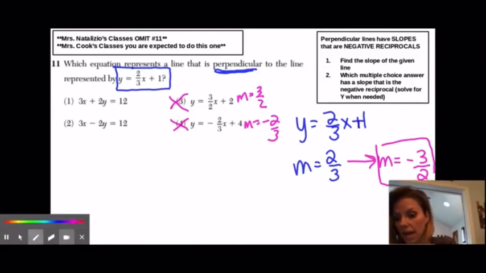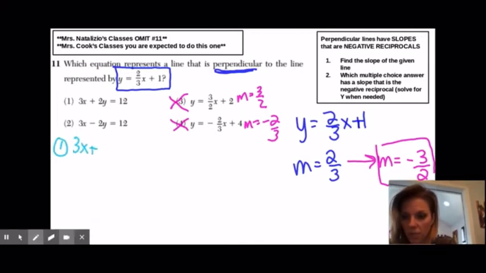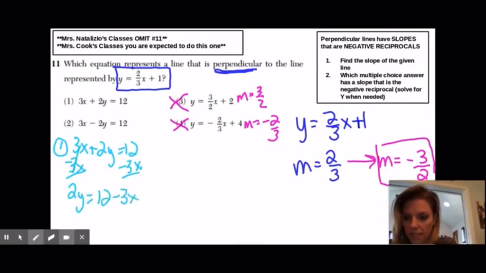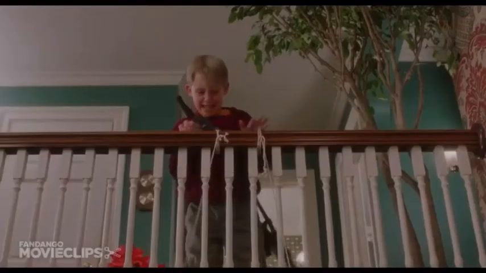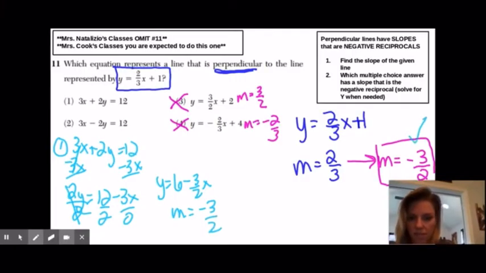So we're going to have to look at option 1 and option 2. So let's look at number 1. You have to solve it for y, just like we did when we were back in algebra. To get y alone, I'm going to subtract 3x. I'm left with 2y equals 12 minus 3x. Divide by 2. I'm left with y equals 6 minus 3 over 2x. Slope of this guy is negative 3 over 2. Is it what we want? Yes. It sure is. It matches identical. Lucky for us, option number 1 worked.